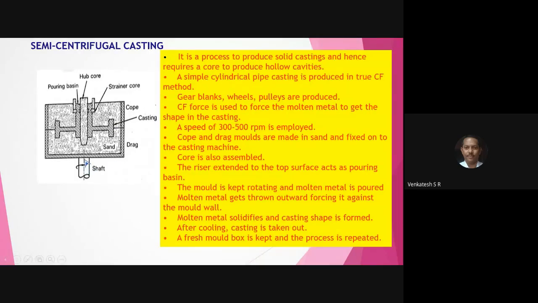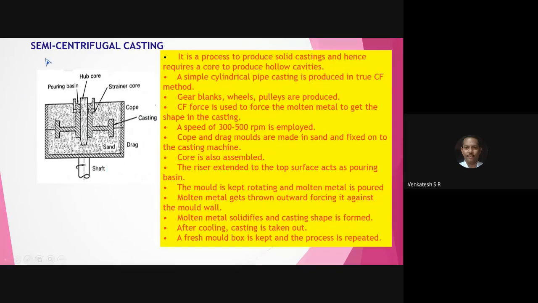Say this is the shaft connected to the mold box, and at the bottom there will be a hole, and this is the hub core. All around the hub core, the metal is circulated and forms the circular casting. This is particularly used for making very large gear blanks, wheels, pulleys, and other castings.